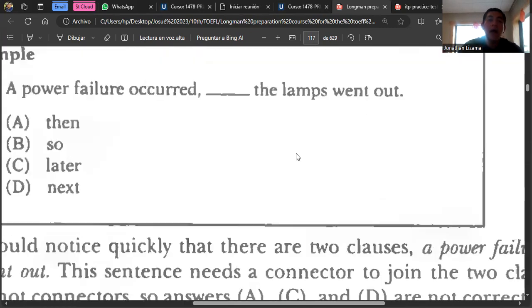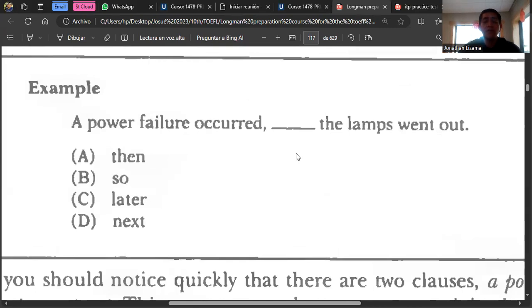So continue. You have this one. As you can see in this example from the TOEFL test, you may be thinking, in this case, what do I have to do? What you have to do is put the correct coordinating connector. Be careful. Connectors are divided into two: coordinating connectors and subordinating connectors.